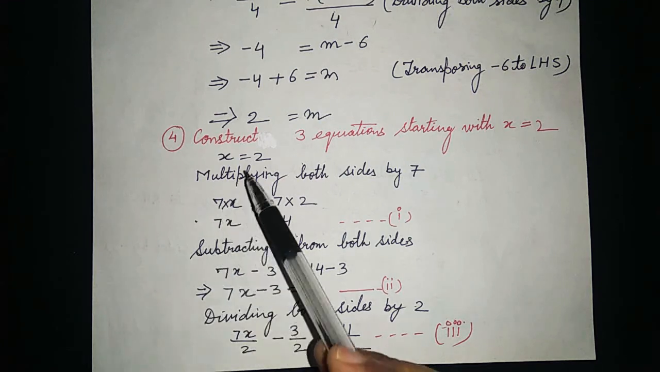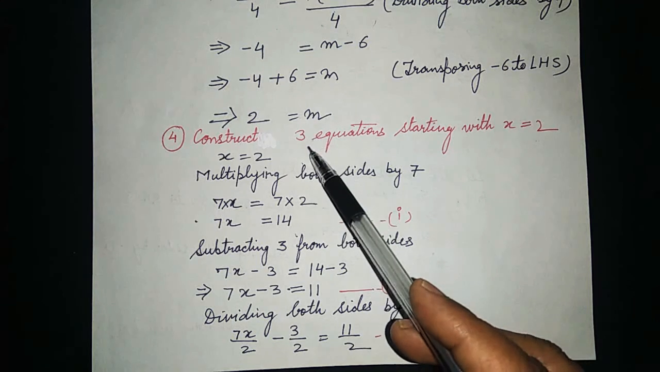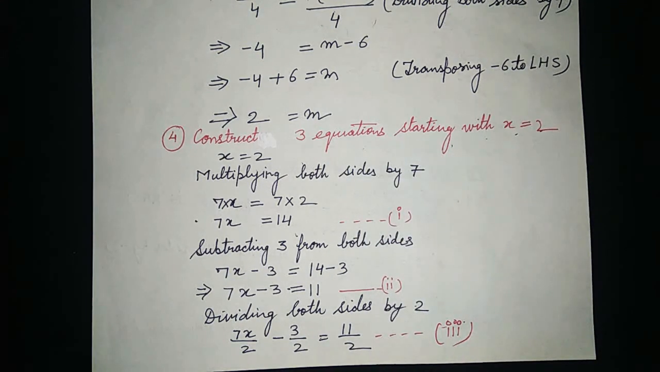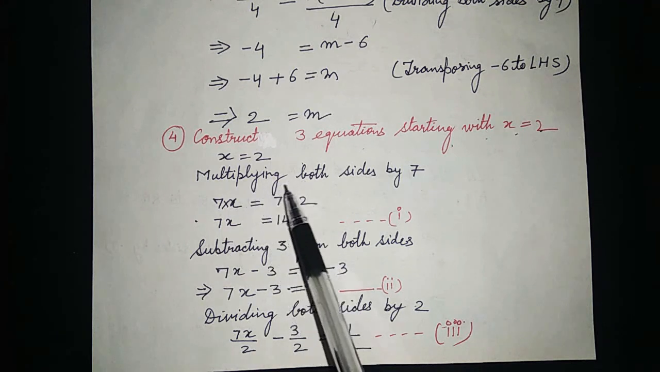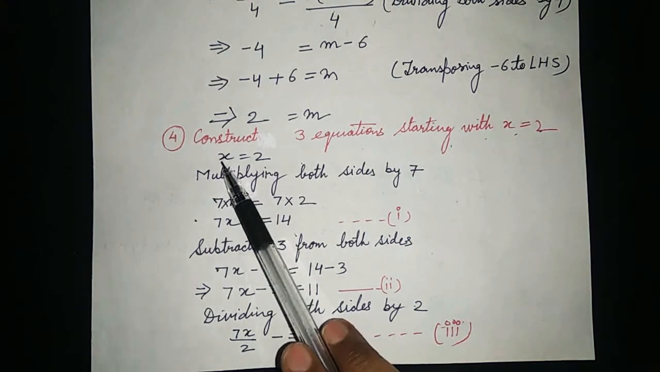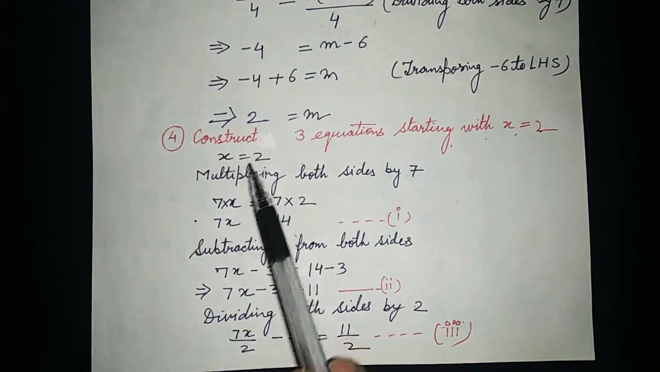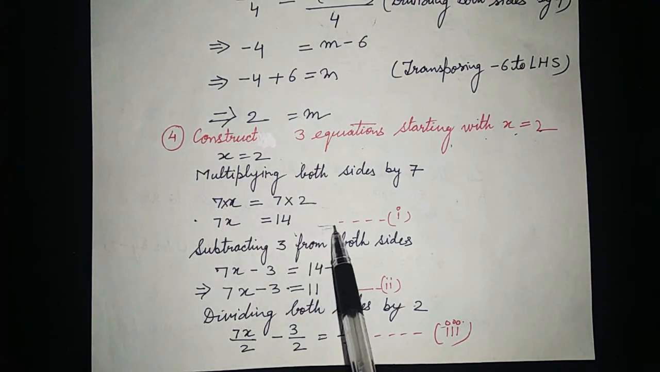Now students, see question number 4. Question 4 is: construct 3 equations starting with x is equal to 2. Here for the first equation you can see we will multiply both the sides by 7. So 7 into x and 7 into 2, what will come? 7x is equal to 14. So like this we have got the first equation.